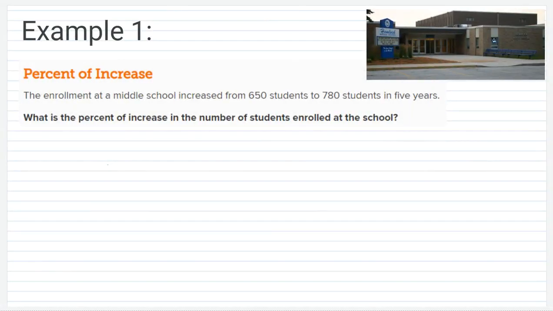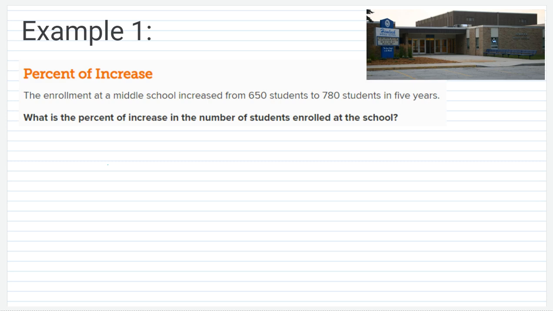Now, in this video, we're just going to look at examples where we're finding the percent of increase. So the original amount is going to be increased. So again, it's a percent of increase. And then I'll have a part 2 video where we'll look at percent of decrease. And then finally, a part 3 video where we'll look at some more complicated questions with percent of change problems.